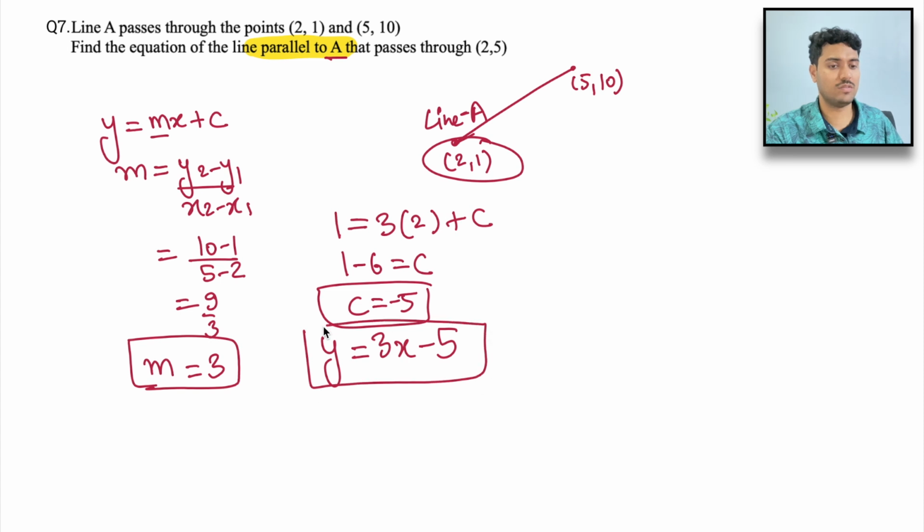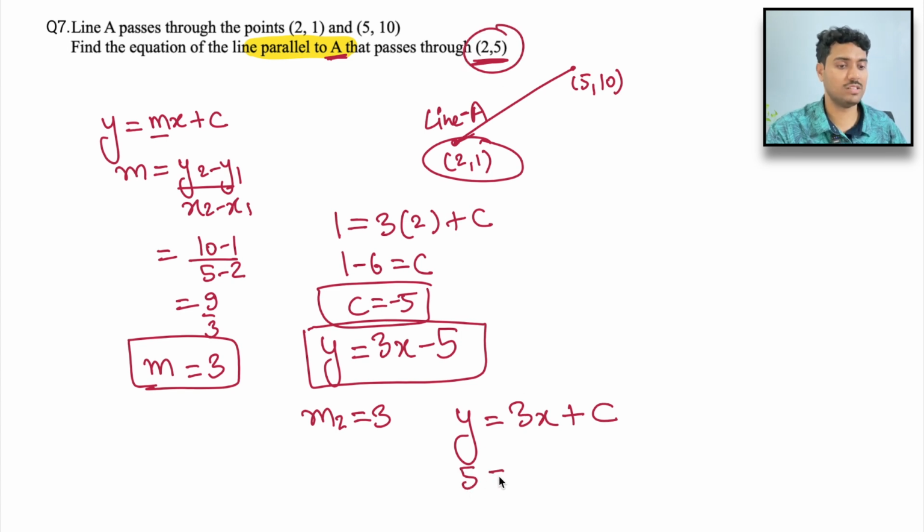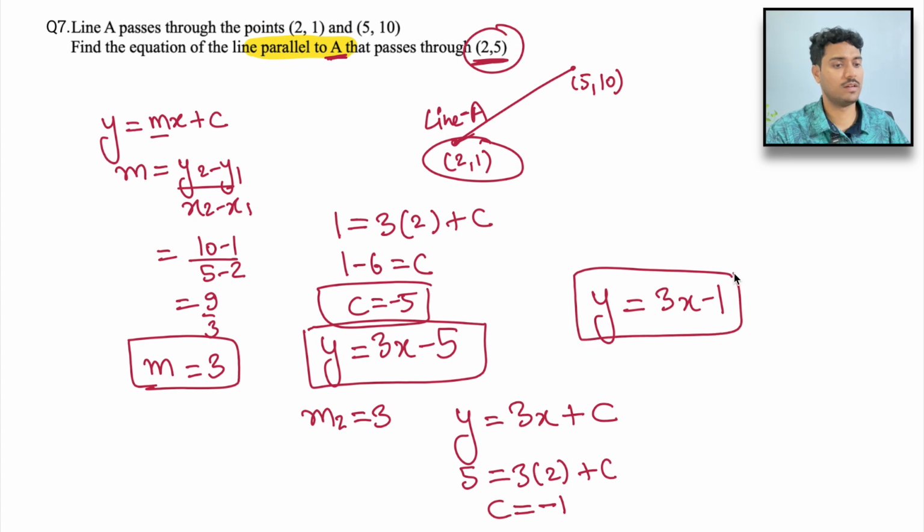This is the equation of the line, and we have to find the equation of the line that is parallel to A but passes through (2, 5). So gradient m2 is going to be also 3. So y equals 3x plus c, but you have to find the value of c. It passes through (2, 5). That means 5 equals 3 times 2 plus c. So c is going to be 5 minus 6, that is minus 1. So the equation will be y equals 3x minus 1, and that's the answer.